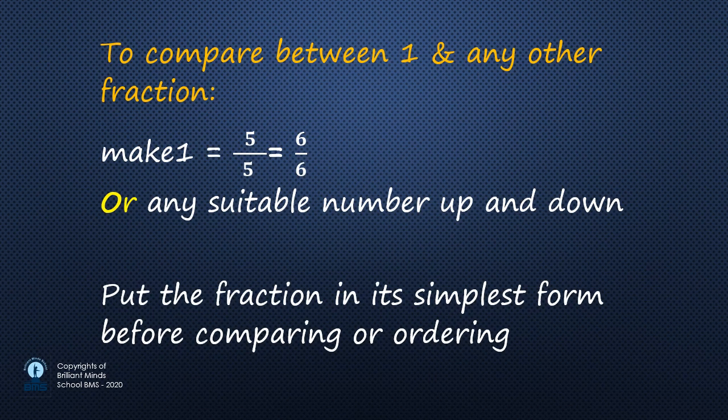To compare between 1 and any other fraction, we said 1 is a whole fraction, which the numerator and the denominator are equal. N equals D. So up and down we must have the same number. Okay, how are we gonna know what number we put up and down according to the second fraction in the question?